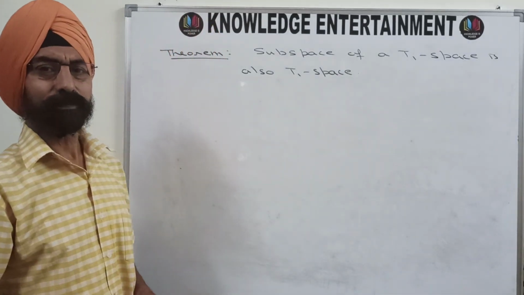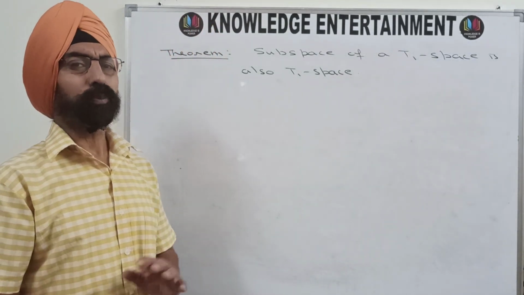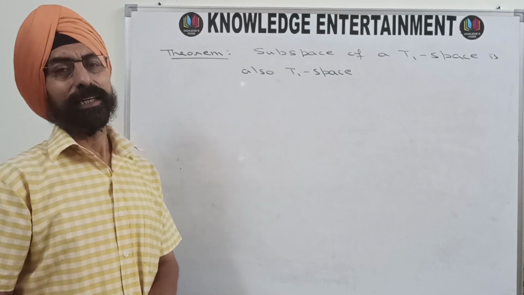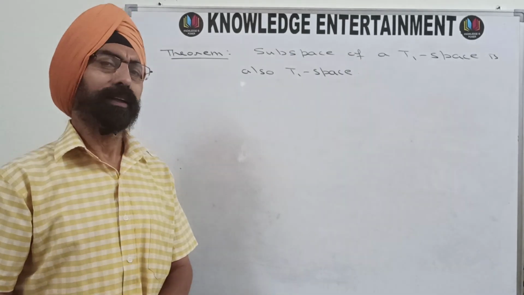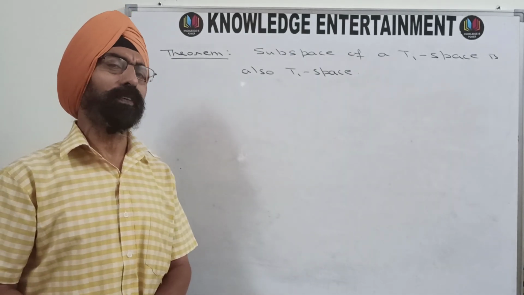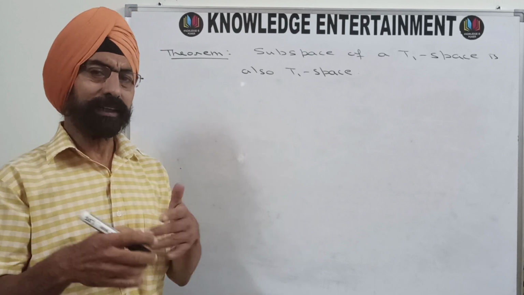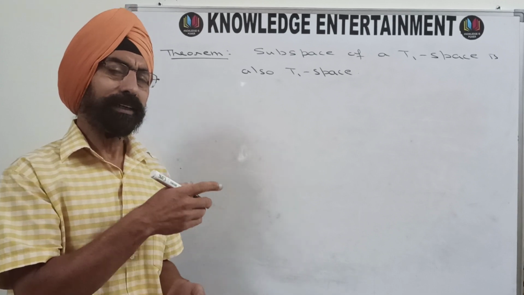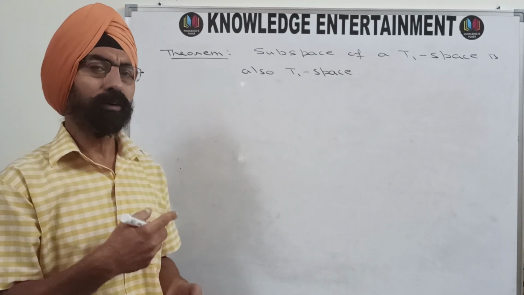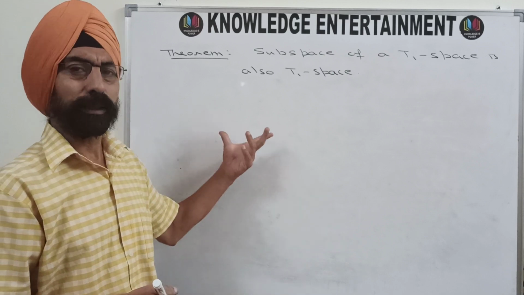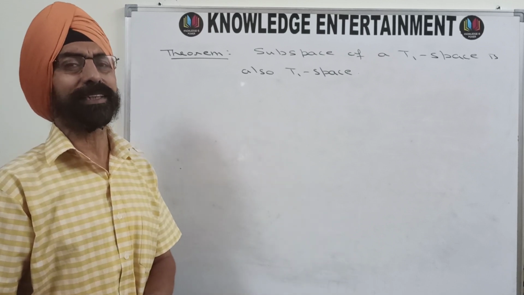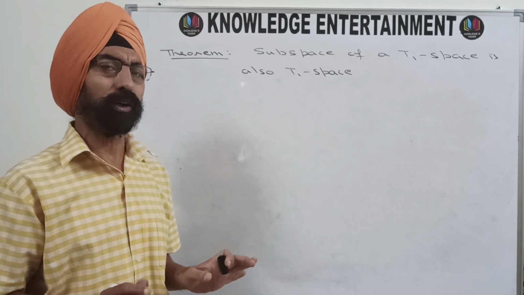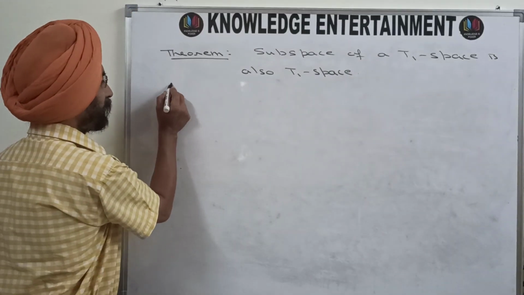The proof is very easy. What do we want to prove? We want to prove that if (X, tau) is a T1 space and Y is a subset of X, then the relative subspace, or you can say subspace, denoted as Y, with the topology denoted as tau Y, that subspace (Y, tau Y), is also a T1 space if (X, tau) is a T1 space. That is what we want to prove. So I'll start the proof now.